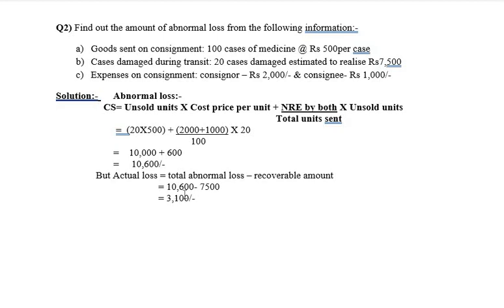Understood? That is, 10,600 is the abnormal loss. Minus that they are recovering how much? 7,500. 10,600 minus 7,500 will give you 3,100. This is the actual abnormal loss that they are making. I hope you have understood this problem. Let's look into the next question.